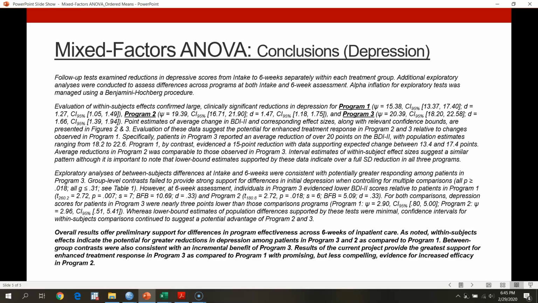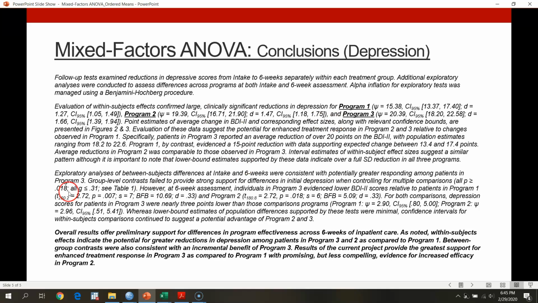Specifically in program 3, we're seeing an average reduction of over 20 points, with population estimates ranging from about 18 points to over 22 points. Program 1, only about a 15-point reduction in observed data, with population estimates from 13.4 to 17.4. Reductions in program 2 similar to program 1. So within our within subjects effects, we're seeing a potential advantage of program 3. But all 3 of these programs are very, very effective in terms of reducing depression, at least based on the data that we've collected here.